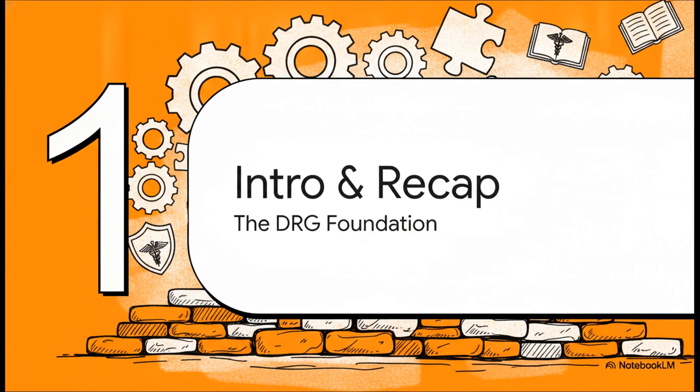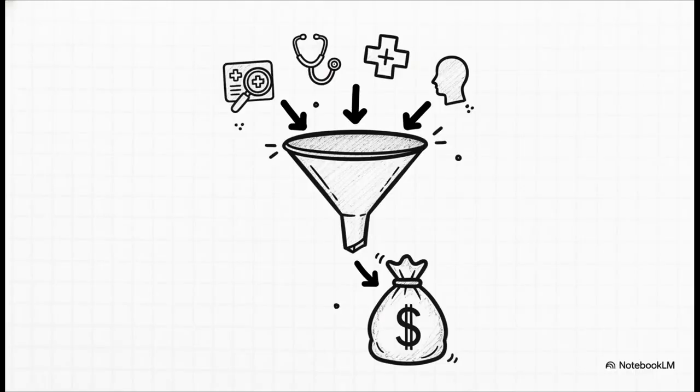Okay, section 1, intro and recap. Let's briefly reset our DRG foundation before we get into the new stuff. Remember how this whole puzzle fits together? The inpatient prospective payment system relies on a few key inputs to figure out hospital reimbursement. You've got your principal diagnosis. That's the main reason for the admission after study. Then you have your secondary diagnoses, which act as our comorbidities and complications, or CCs and MCCs. Toss in the procedures and patient demographics, and you've got the whole picture.